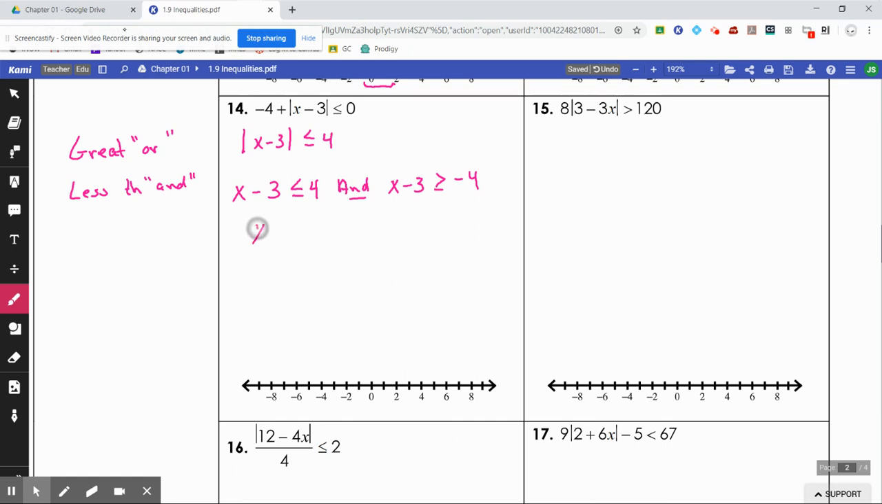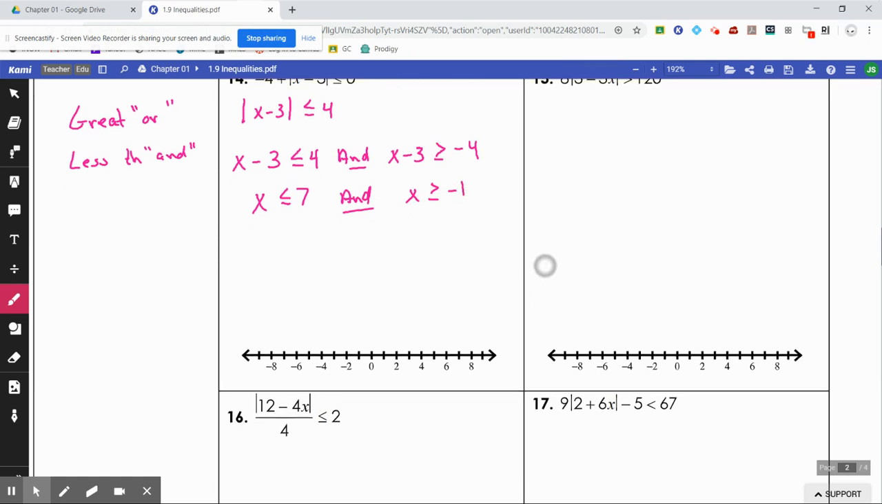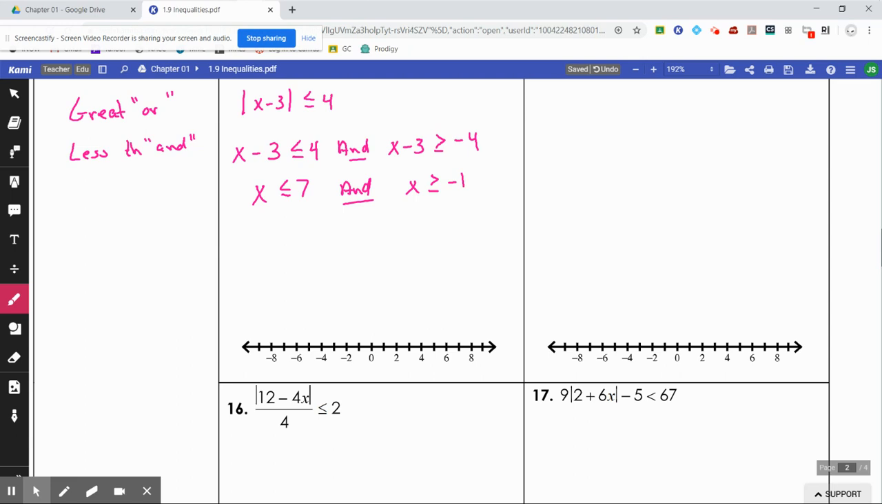So let's solve each. You get x is less than or equal to 7, and add your 3, x is greater than or equal to negative 1. Now, if you did this correctly, it should be like a sandwich. So let's find 7 and negative 1. Put a dot, and there those two are.